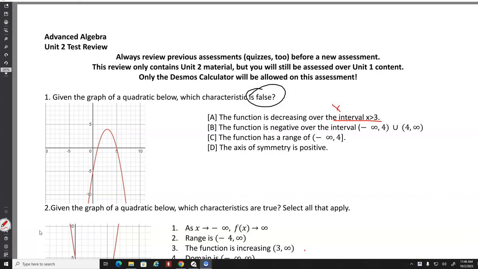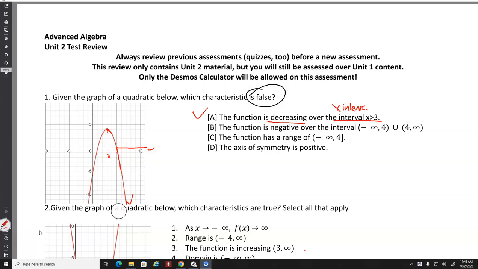So remember, interval is on the x-axis, so we're reading it left to right. So decreasing: the function starts here, which is at 3, and it's decreasing from 3, moving toward positive infinity. Even though it looks like it's going down, it is stretching to the right. Okay, so this is a correct statement.